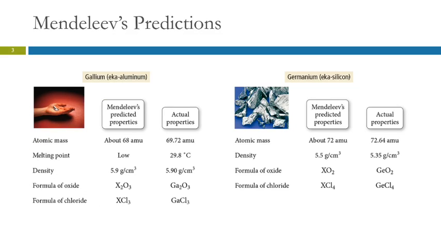Mendeleev's predictions were incredibly accurate. He predicted something he called eka-aluminum, below aluminum. Here are his predicted properties, and here are the actual properties. He also predicted another element, the one below silicon, which was later discovered and named germanium, and his predictions there were also very accurate.